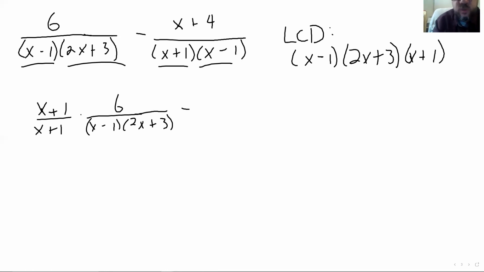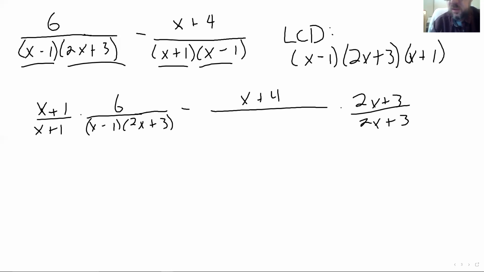Because the negative has to get distributed. So this is going to be x plus 4 over, we're multiplying by 2x plus 3 here, 2x plus 3 over 2x plus 3. And then this was x plus 1, x minus 1. Now, I will say this. Don't multiply everything out until you have to.